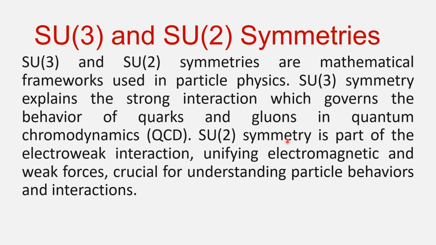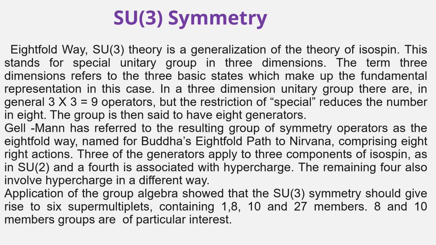SU2 symmetry is part of the electroweak interaction unifying electromagnetic and weak forces, crucial for understanding particle behaviors and interactions. SU3 symmetry, or the Eightfold Way, is a generalization of the theory of isospin. This stands for special unitary group in three dimensions. The term three dimensions refers to the three basic states which make up the fundamental representation in this case.